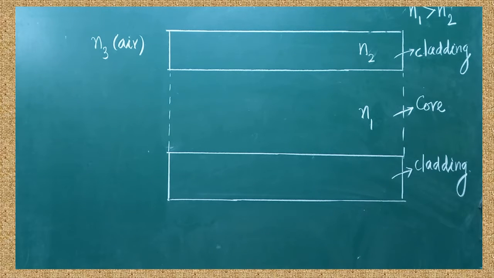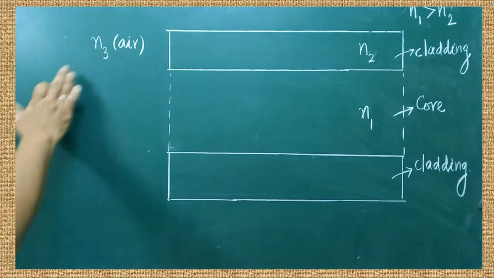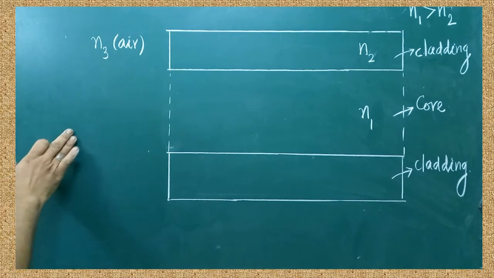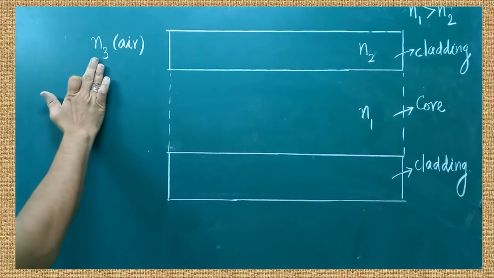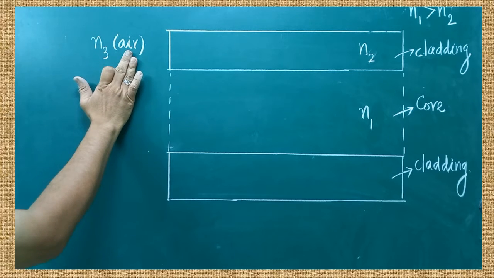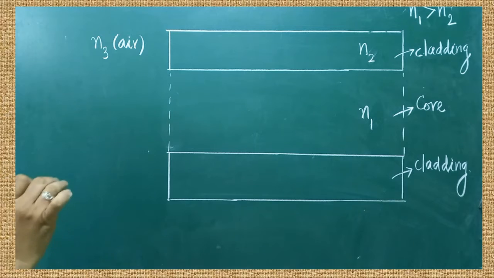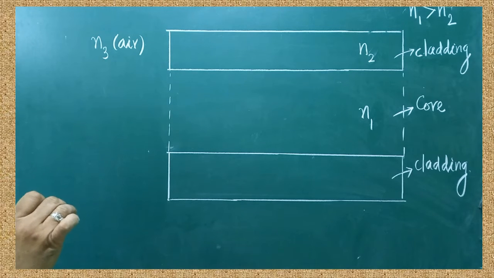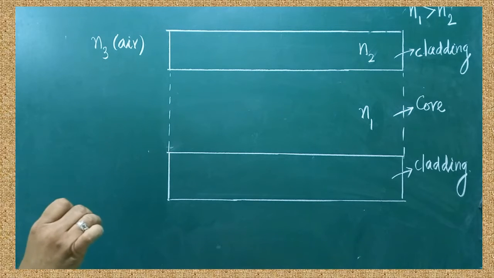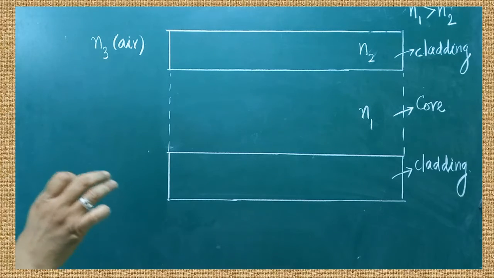And then one more medium is there on the outside. Are you clear? Outside the optical fiber, one more medium is there, that is nothing but the air medium. Its refractive index should be taken as N3. Now we are going to derive the expression for one angle called the acceptance angle. Its definition is given in the textbook.